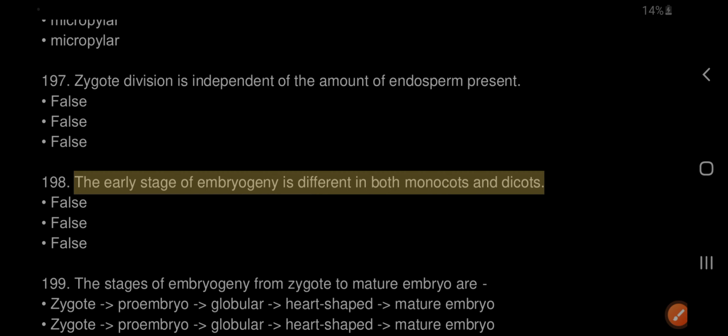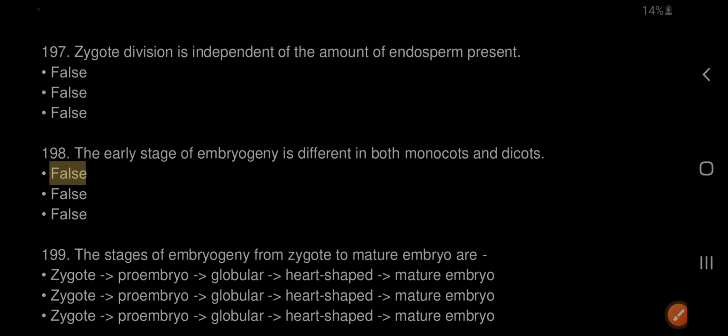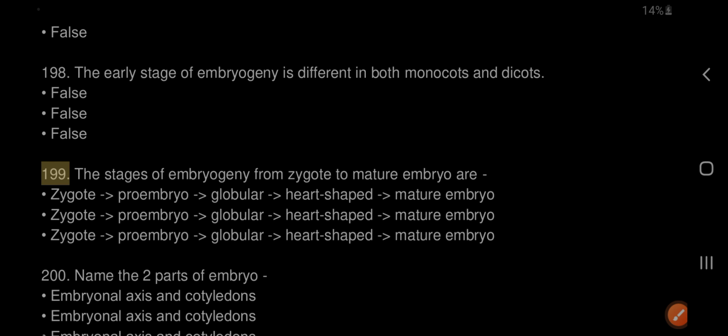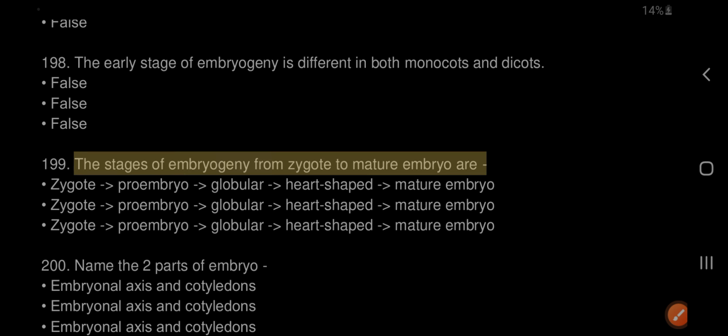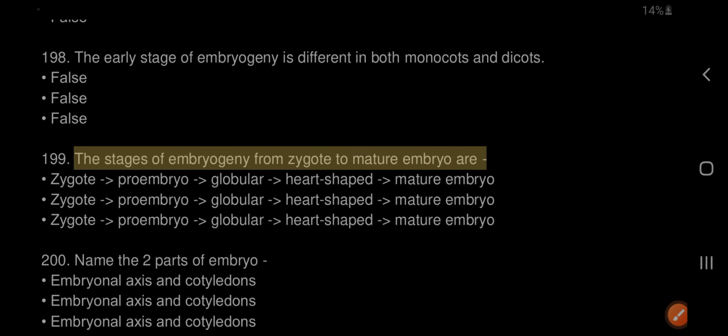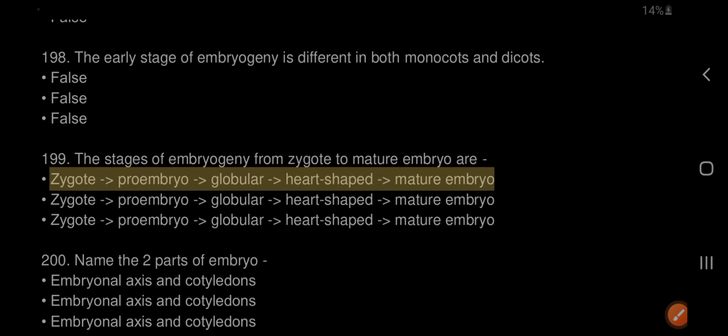199. The stages of embryogeny from zygote to mature embryo are: zygote to proembryo to globular to heart-shaped to mature embryo.